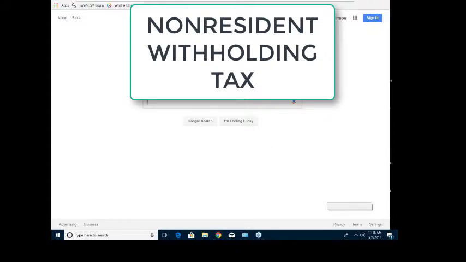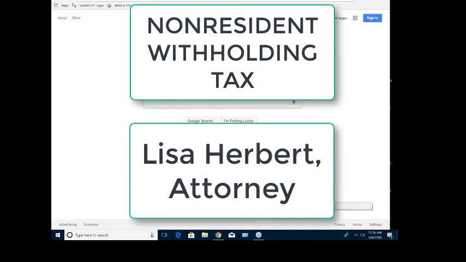So if it's a non-resident individual, it's 7% of their gain. If it's a corporation, it is 5% of their gain. And the biggest problem is, well, what's my gain? I don't know how to calculate my gain. How am I supposed to say what my gain is? The best thing that you can do as a realtor is say, go talk to your accountant.